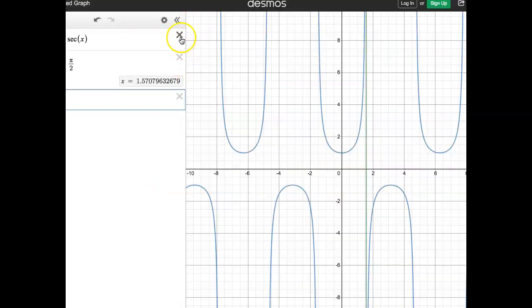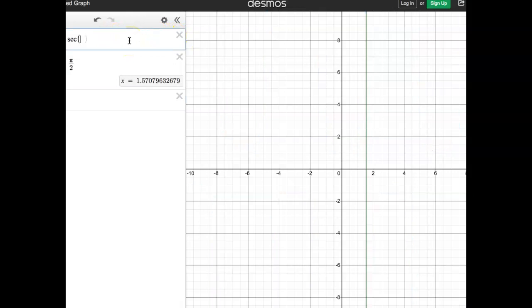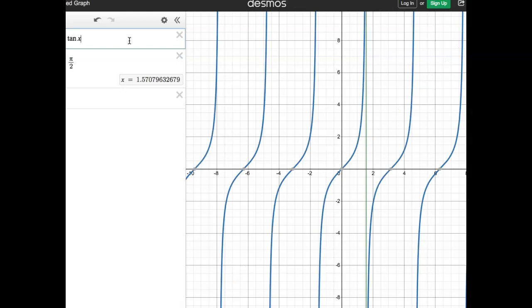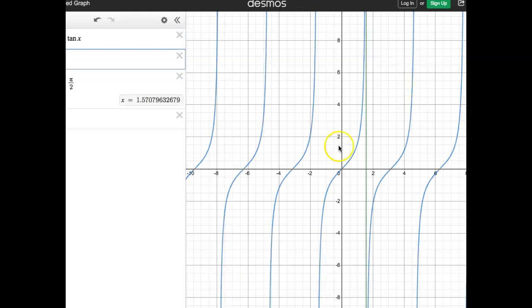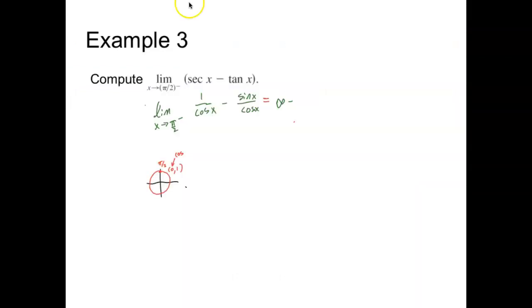Tangent has vertical asymptotes as well. There's tangent. Pi over 2 is still the green line. As I approach it from the left, I'm along this branch of tangent, so you can see the y values are approaching positive infinity as well. Great. So I do have an indeterminate form of type infinity minus infinity.